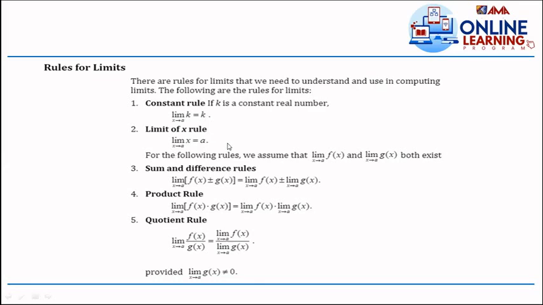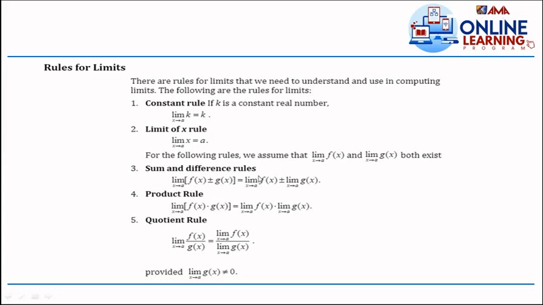Okay? So next, we have the operations of limits. For the following rules, we assume that the limit of the function f of x as x approaches a and the limit of g, a function of x, as x approaches a both exist. Ibig sabihin nun, mayroon na tayong dalawang functions. The function f, which is in terms of x, and the function g, which is also in terms of x.